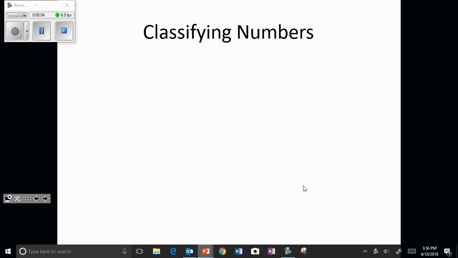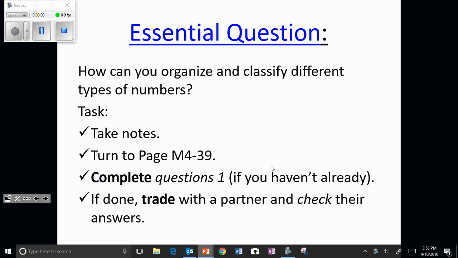All right, so today we're going to look at classifying numbers. The sheet that I gave you already has how can you organize and classify different types of numbers as the essential question. So you don't need to write that. Just be aware that you'll need to complete the notes, and then we're going to turn to page 39 after we're done taking the notes. So let's go ahead and get started.